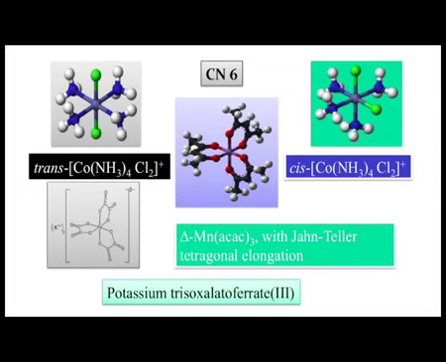So, from the knowledge we already have from your organic chemistry study, these two will be at 180 degrees apart. So, the chlorine-cobalt-chlorine bond angle will be 180 degrees.